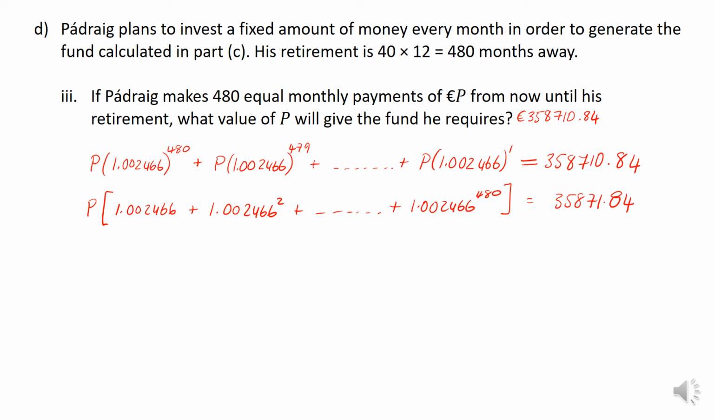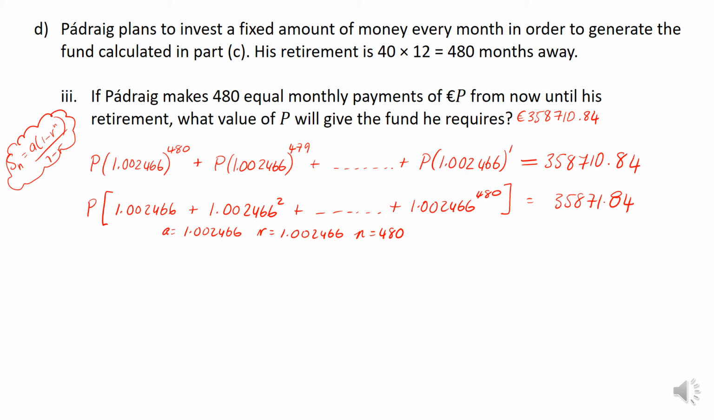All right, so let's look at our geometric series. We can see here that A is 1.002466, R is the same, 1.002466, N is 480, and what else do we need there? Our formula. I'll write this up at the side to save space. A by 1 minus R to the power of N over 1 minus R, from your formula books.